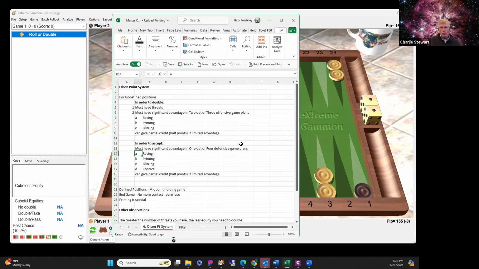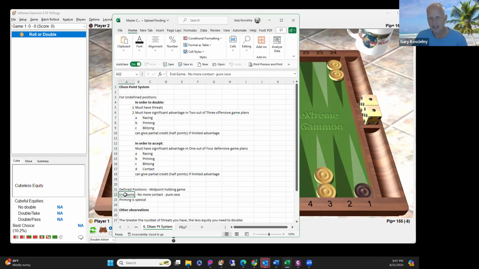So the basics for the Olsen point system. First of all, I should say they apply to certain cases and not others. Olsen calls it the undefined positions. And defined positions are things like midpoint holding games, the end game where there's no contact, or racing games. Similar to the Presser system, when you have a strong prime, things are a little bit different. So he also calls this priming is special. You have to recognize when the prime is the overwhelming characteristic and treat it accordingly.